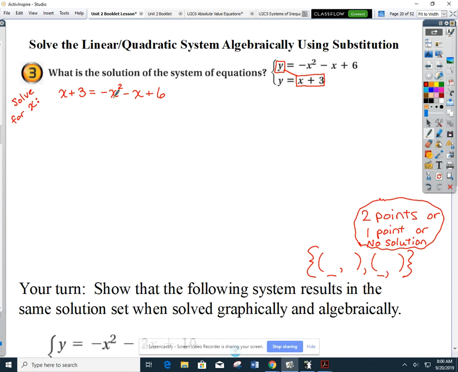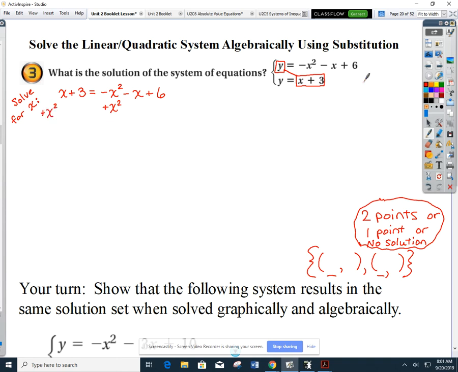So I'm looking at this and I notice I have a negative x squared. Because we're going to solve this quadratic the way that we've learned how to solve quadratics in the past, I just feel like it's easier to have an x squared that's positive. So I think we should add this x squared over to the other side to make it positive.